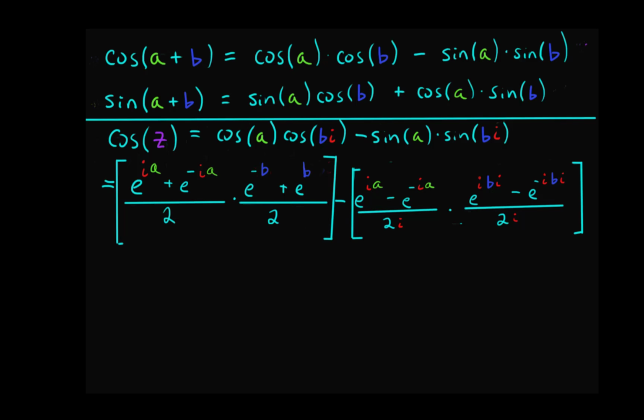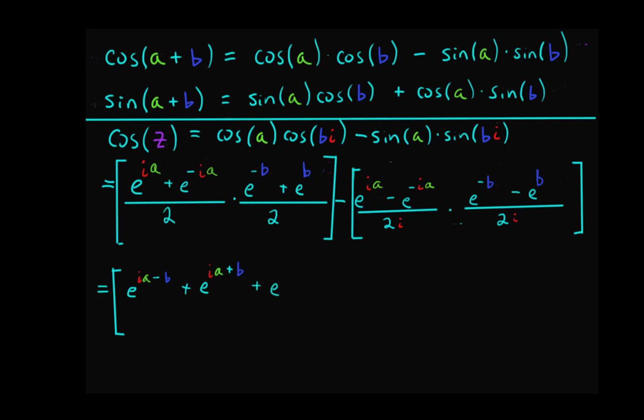Similarly, in the sine bi term, in that second bracketed expression, e to the ibi there, that would become again e to the negative b, and e to the negative ibi, that would just become e to the b. So now when we actually multiply these terms within the brackets, we get the following. We get that this expression equals e to the i times a times e to the negative b. So I'm just going to write this more simply as e to the ia minus b, using the laws of exponentiation, plus e to the i times a plus b.